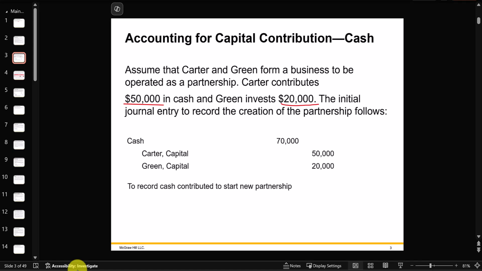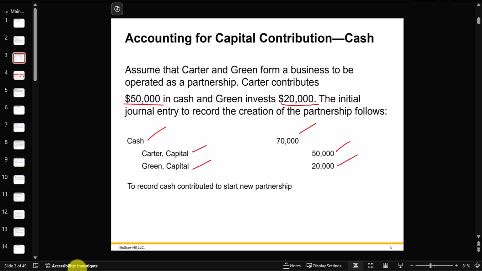Things are real simple when the only thing being contributed to a business is just cash. So we know we debit cash for the total. And for each partner, we credit their interest by the amount they put in. The account that represents a partner's interest in a business is their capital account. Capital accounts are equity accounts. Equity accounts are increased with credits.